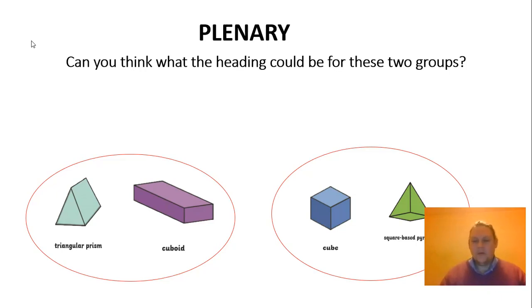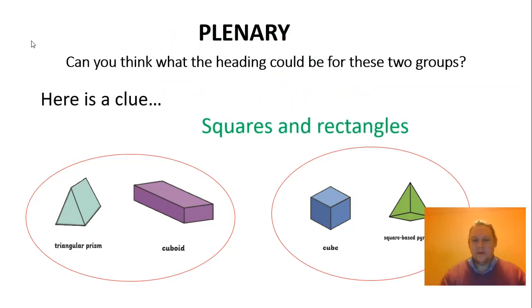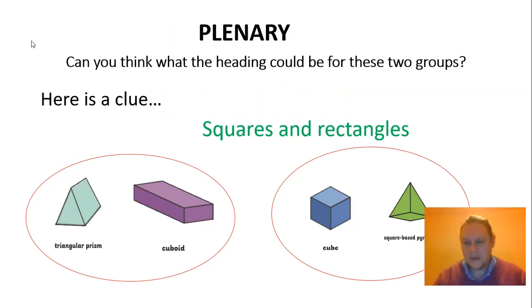And now I will give you a clue, okay? So here's your clue. Squares and rectangles. Now, what could that mean as a clue? Squares and rectangles. Okay, it's talking about how they group together. Have a look at the faces on the 3D shapes on the left, the triangular prism and the cuboid. And we've got squares and rectangles. But do they have squares or rectangles on their faces?